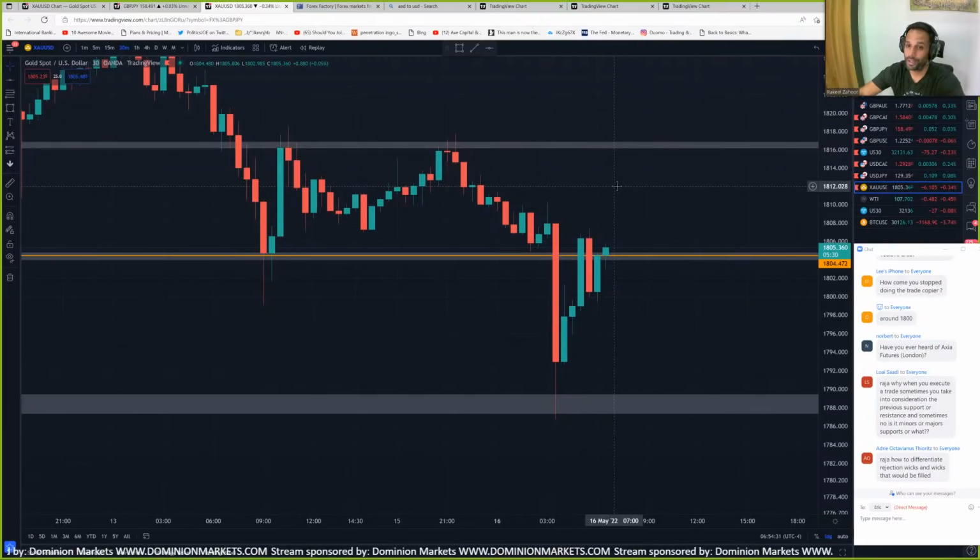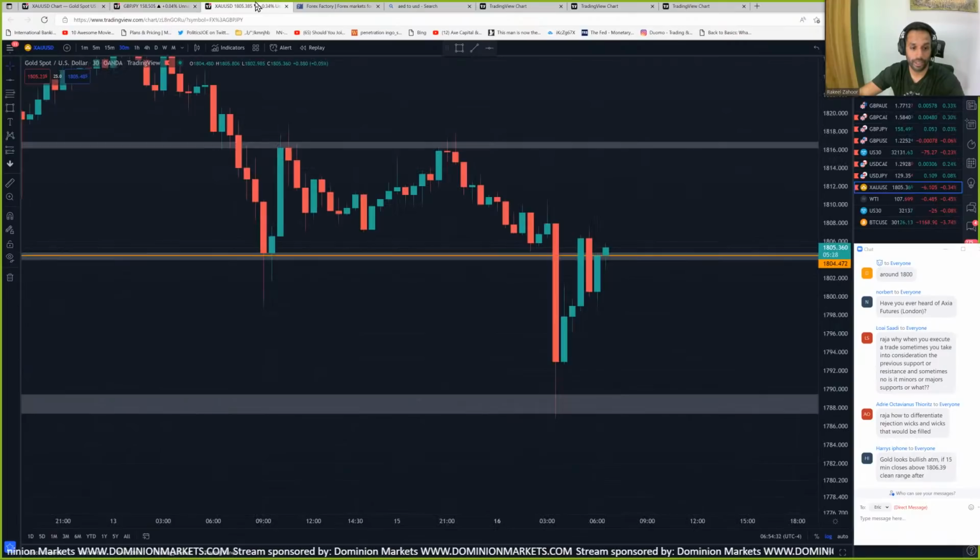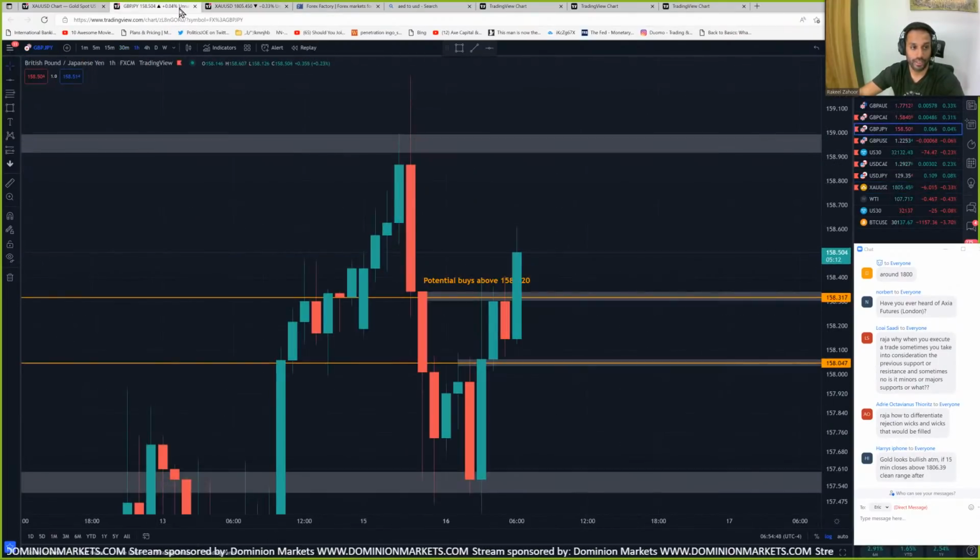How to differentiate between rejection wicks and wicks that can be filled? Wicks that can be filled are candles that are forming in that direction. So if this candle leaves a wick, that wick could be filled because we're breaking above this resistance and the next candle can wick down to fill it. But a rejection is once you have a candle printing with a big wick and a small body.